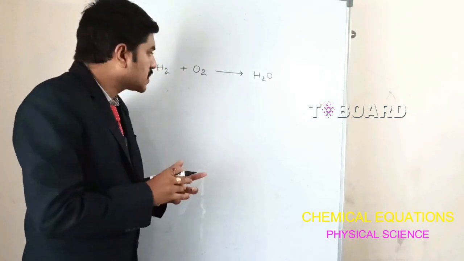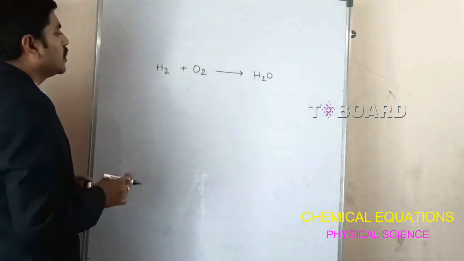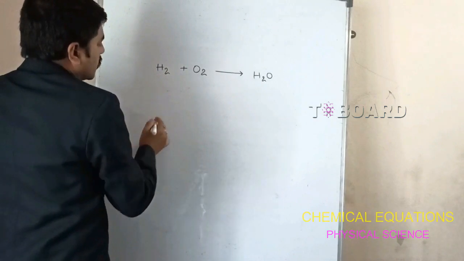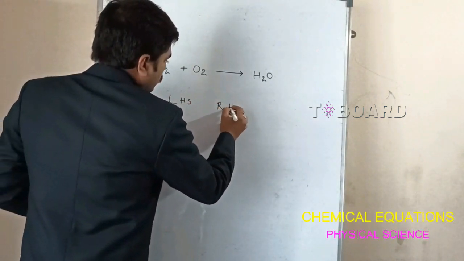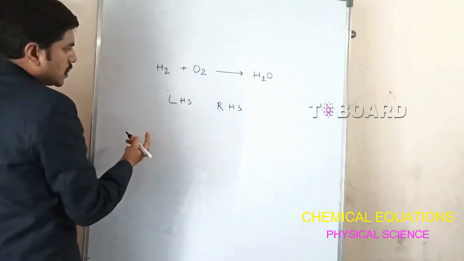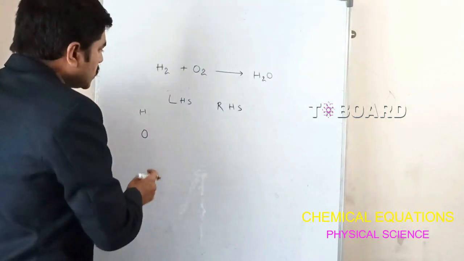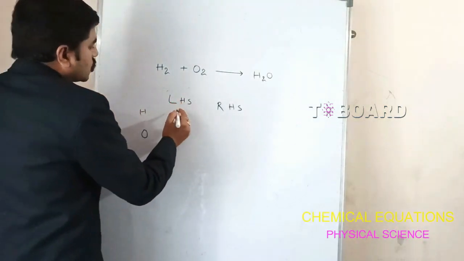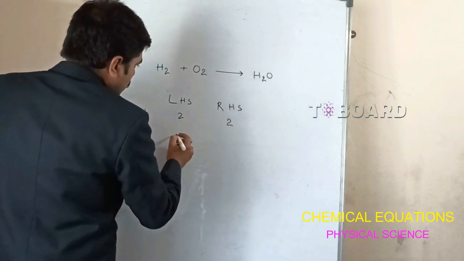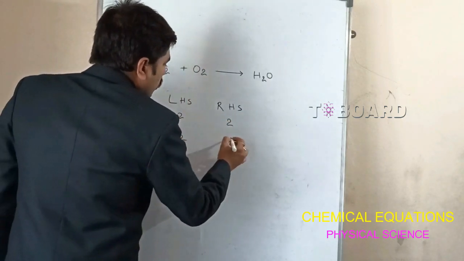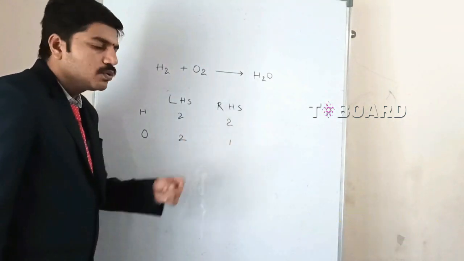This is called the skeleton equation. It is an unbalanced equation. Now we need to balance it. For example, if you take the LHS and RHS, hydrogens and oxygens, then see here: the hydrogens are 2 on the LHS and 2 on the RHS. Oxygens are 2 on the LHS, but 1 on the RHS. This is a mistake. Now we need to balance it.